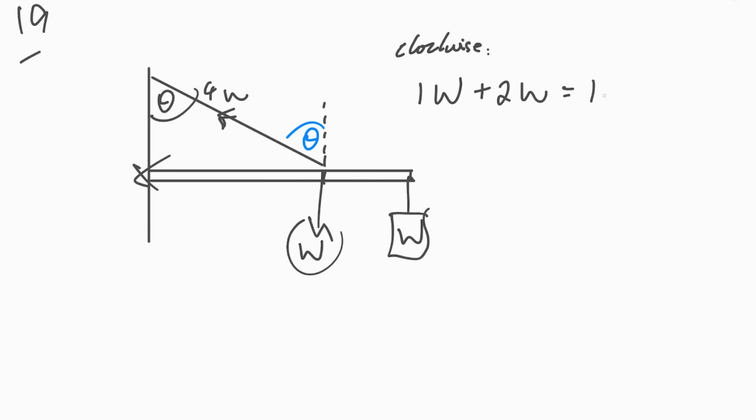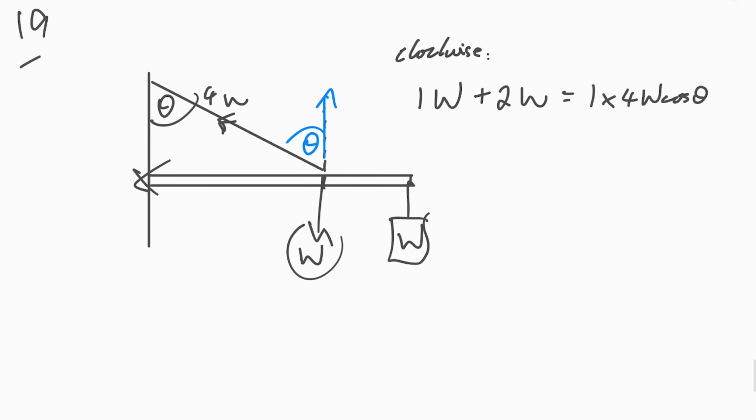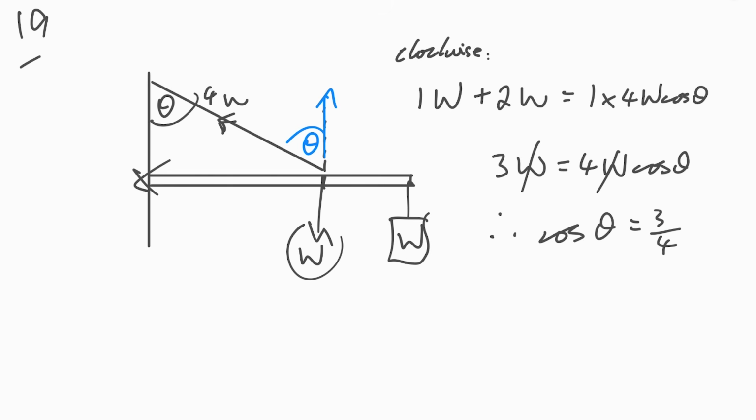So that's 1 times 4W, and then it's going to be cos theta, because we're concerned with the components of the tension that is perpendicular to the distance. So that's going to be 3W equals 4W cos theta. Therefore the W's cancel. Cos theta is equal to 3/4, inverse cos, and so theta is equal to 41 degrees. So the answer is A.